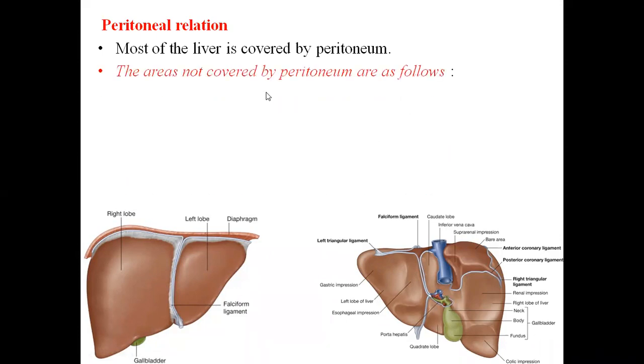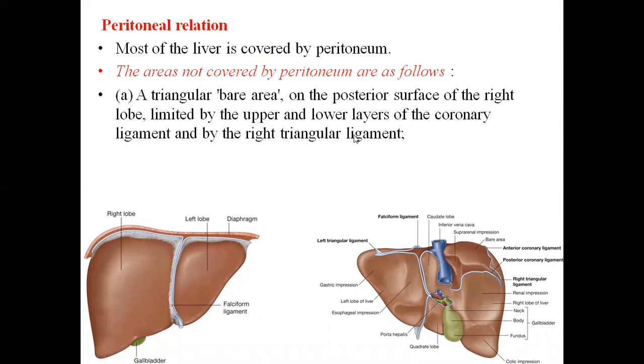The areas that are not covered by peritoneum are as follows. So there are few areas that we are going to see. These areas, remember, are not covered by peritoneum. They are a triangular area which is called a bare area, which is seen on the posterior surface of the right lobe, limited by the upper and lower layers of coronary ligament. So this ligament here is called falciform ligament.